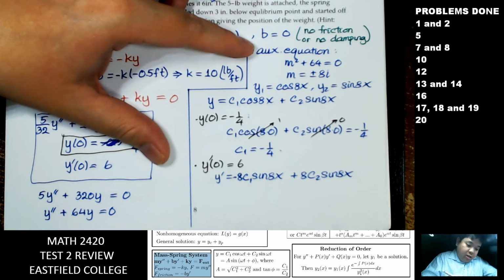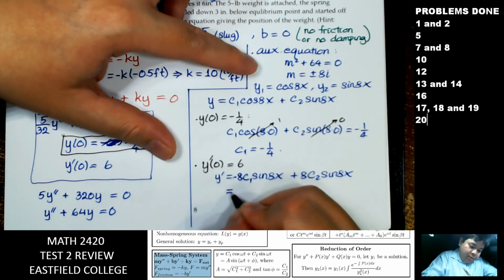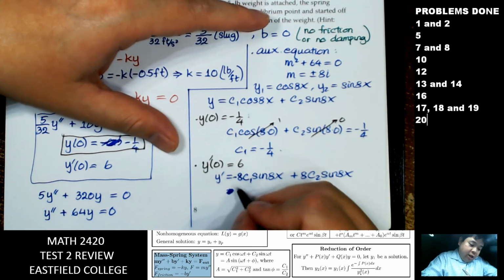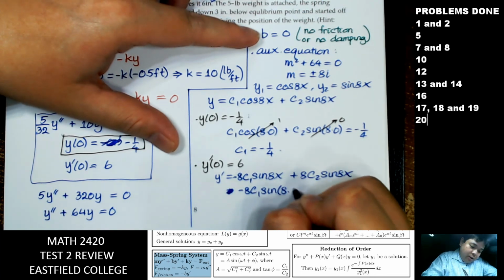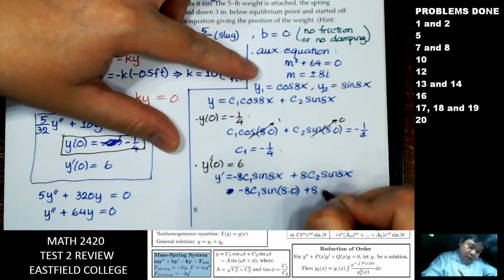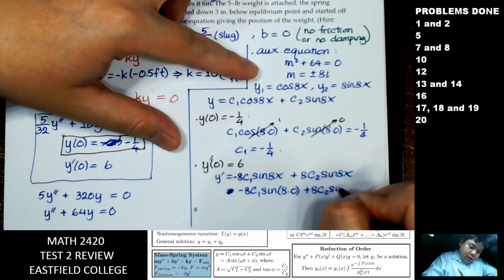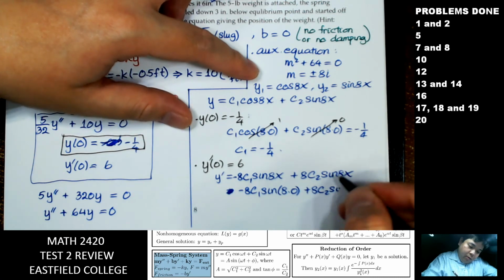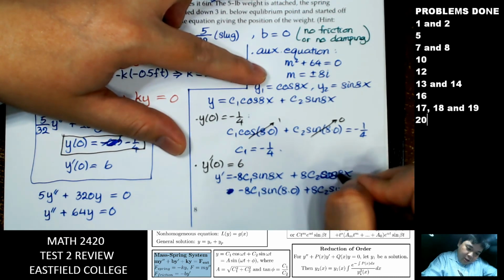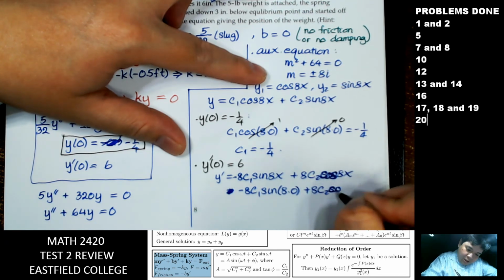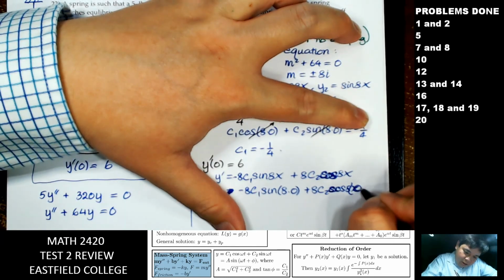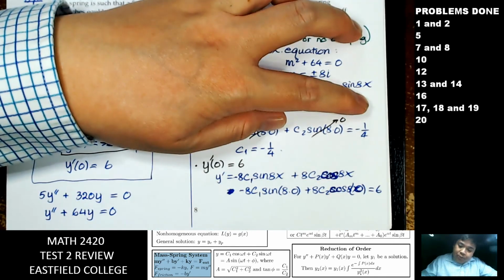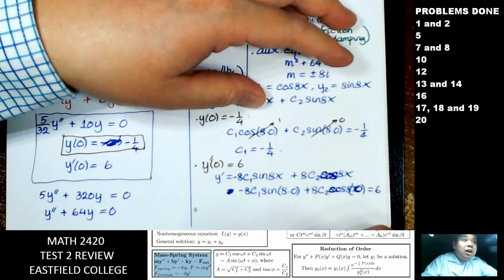And put in 0 and 6. Should not have equal sign there. Negative 8 C1 sine of A times 0 plus 8 C2. This is cosine. A times 0 equal to 6. Sorry, a little messy there.